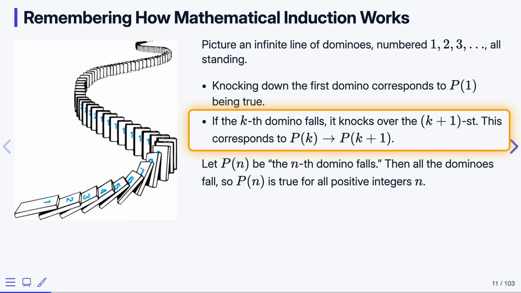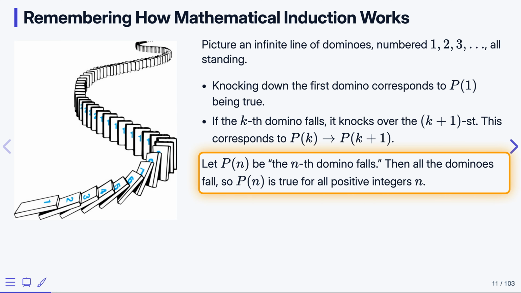Each domino, when it falls, knocks over the next one. That is like P of k implies P of k plus 1. Let P of n mean the nth domino falls. The first falls, which knocks the second, which knocks the third. In the end, every domino falls. So P of n is true for all positive integers n.